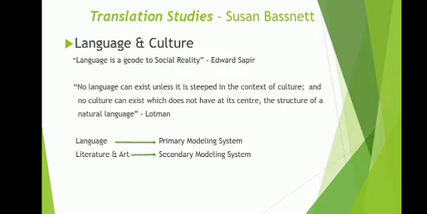Language and culture play a vital role in the process of translation. Edward Sapir says, language is a guide to social reality. Lotman says that no language can exist unless it is steeped in the context of culture, and no culture can exist which does not have at its center the structure of a natural language. So, here we come to know about the strong bonding between language and culture. According to Lotman, language is the primary modeling system. Literature and art are the secondary modeling system.